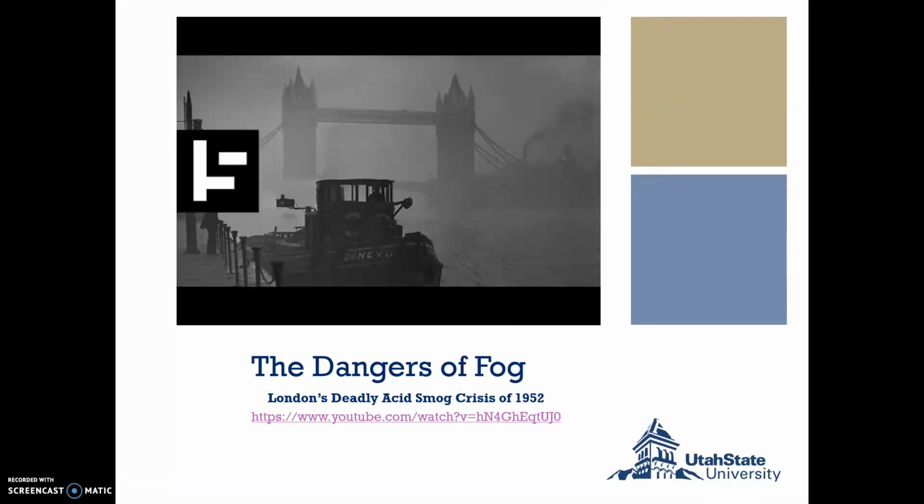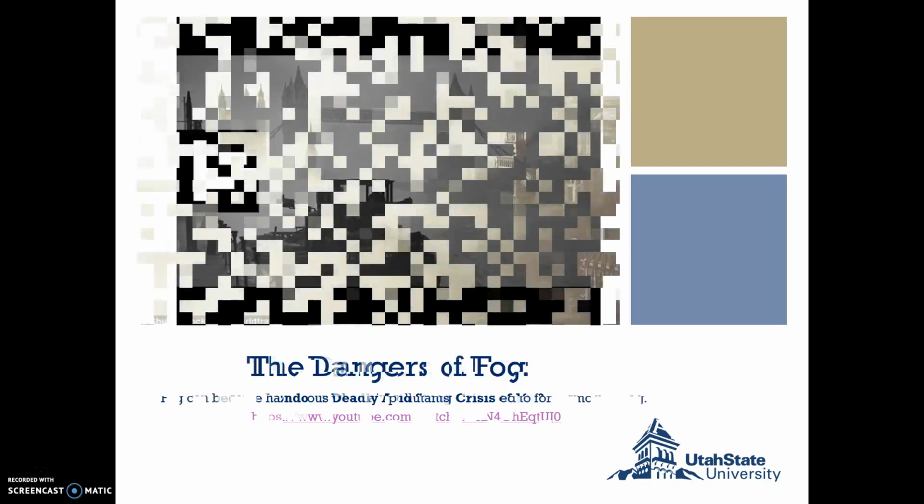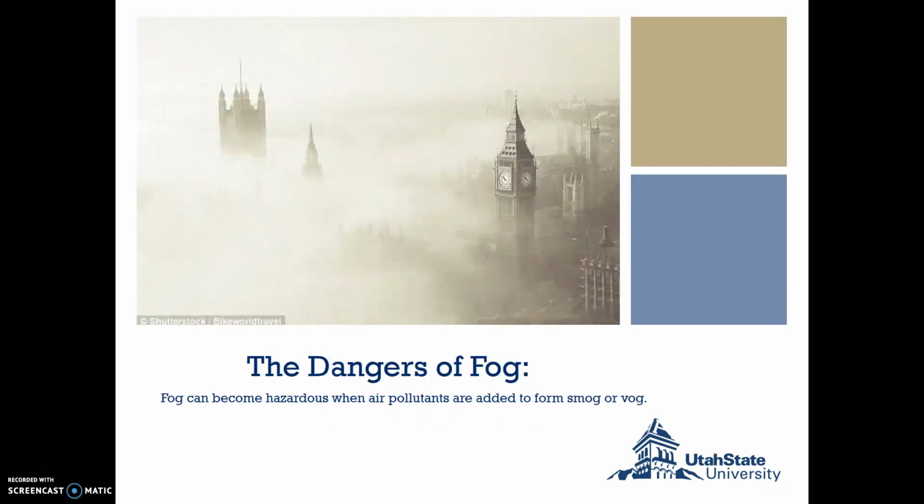There is, however, another danger of fog, and this is when fog mixes with other pollutants found in the environment. There was an incident in the year 1952 in the city of London where there was a deadly acid smog crisis that killed 12,000 people. Fog can become hazardous when air pollutants are added to form smog, a smoky kind of fog, or VOG, which is a combination of the words volcanic, smog, fog.